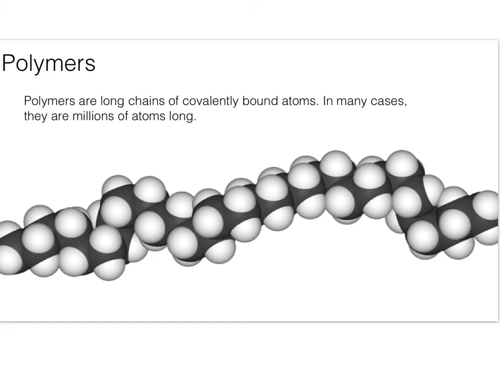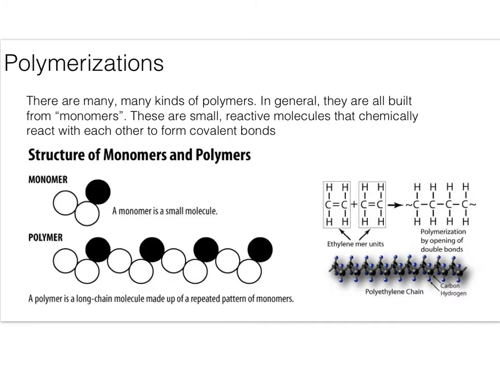Okay, so as I mentioned, polymers are these long chains of covalently bound atoms. They can be millions and millions of atoms long for a single chain. And so we typically think about these long spaghetti strands. This right here is a polyethylene, which is what we basically make shopping bags out of. So in general, although there are many kinds of polymers, and we interact with polymers all the time, they're all made in a similar way.